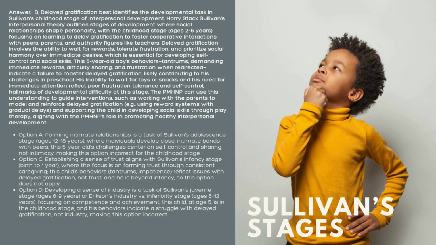So the 5-year-old in his childhood stage and his behaviors, this is going to indicate a struggle with, again, that delayed gratification, not industry. So, in this question, we've learned to understand Sullivan's theory, specifically in the childhood stage, 2 to 6, where we focus on delayed gratification. We linked behaviors to development, so tantrums, impatience, difficulty sharing. This reflects failure to master delayed gratification. And then we applied targeted strategies like parental modeling, play theory, and reinforcement to promote that delayed gratification in preschoolers, and then differentiate between the different stages.